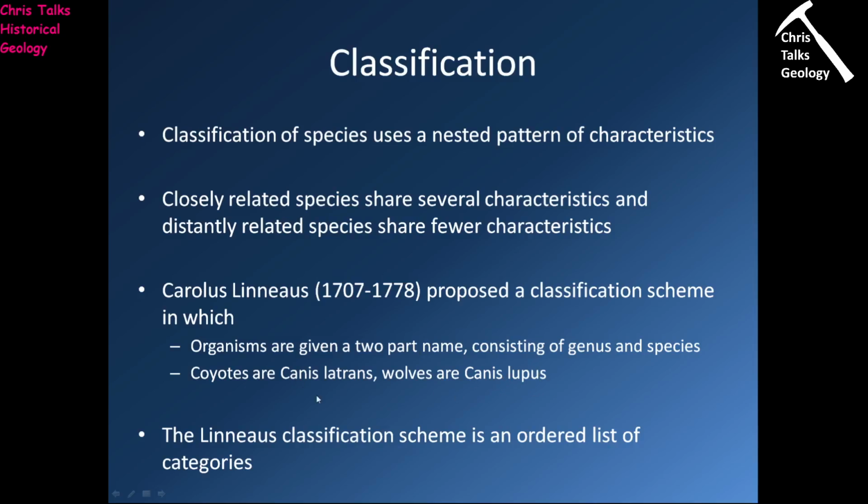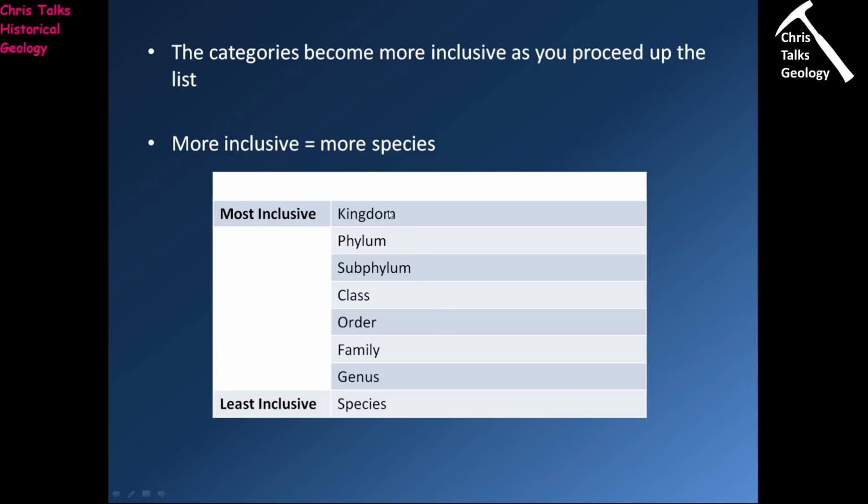So what we can do is work our way back through the name, and work out essentially where they fit within a family line. The Linnaeus classification is a scheme which is essentially an ordered list of categories, so everything's put into a set order. The categories present range from the most inclusive to the least inclusive. The most inclusive group is going to be a kingdom, then phylum, subphylum, class, order, family, genus, species. A species should typically only have one member in it. A kingdom could in theory have thousands or hundreds of thousands of members.